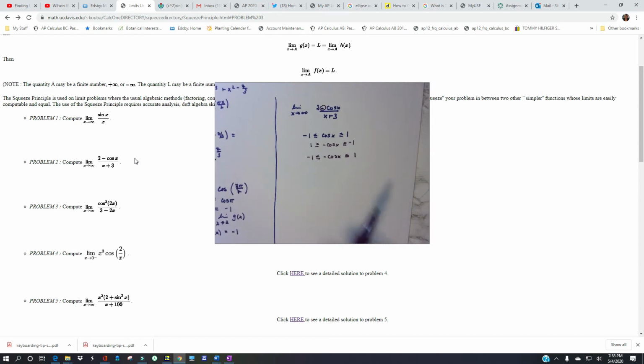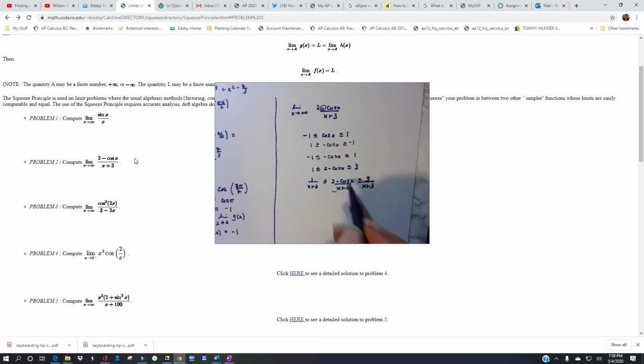Okay, so again, I've got to get that middle piece to look like the original function. So I guess what I can do now is add 2 to every piece, right? So if I add 2 to negative 1, I'm going to get a positive 1, less than or equal to 2 minus cos of x, less than or equal to 3. And now all I have to do is divide every piece by x plus 3. And they look the same.